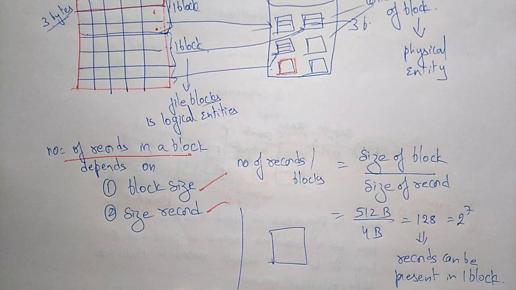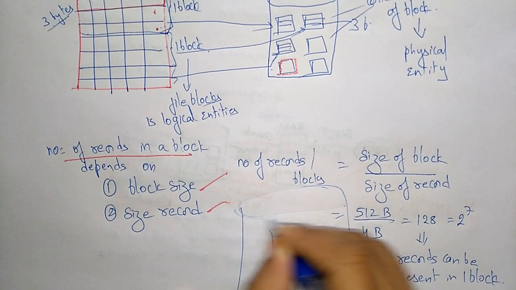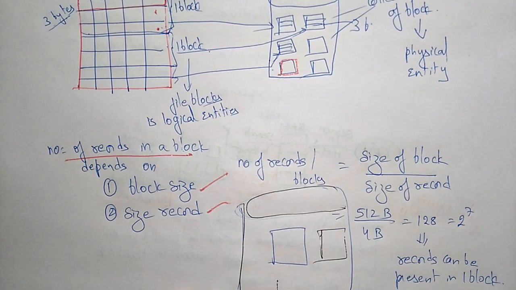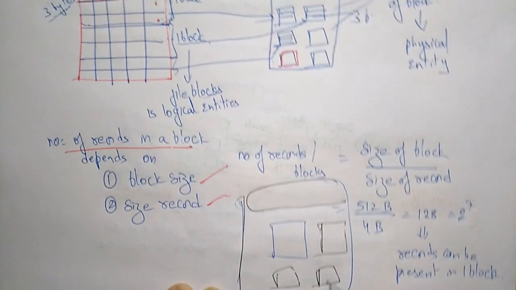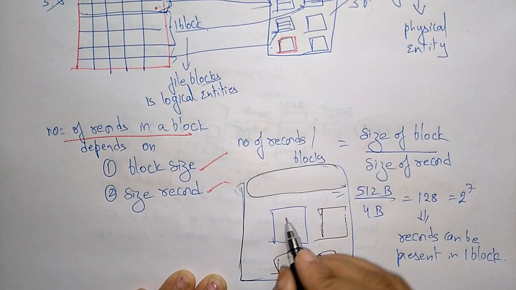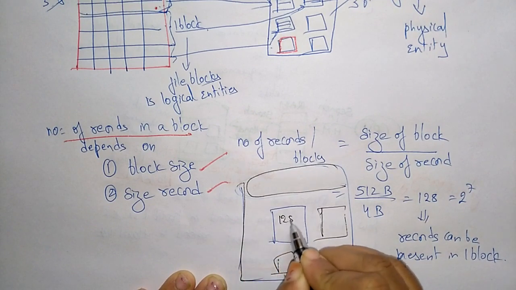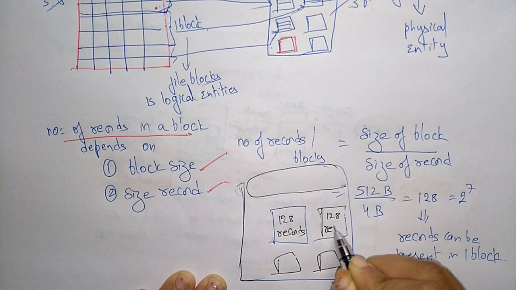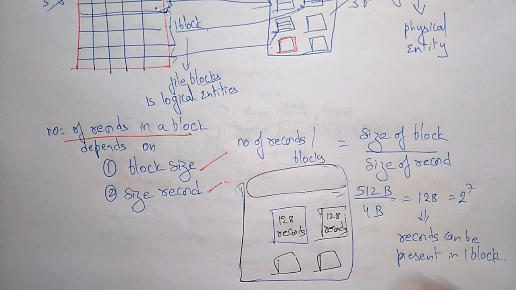So this is the hard disk, and these are the blocks. In each block you can store up to 128 records. 128 records can be stored in each block. So this is how to calculate how many records can be placed in one block.